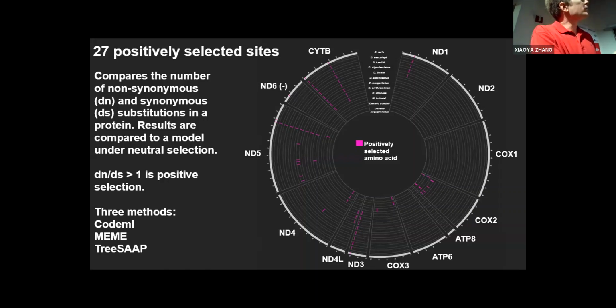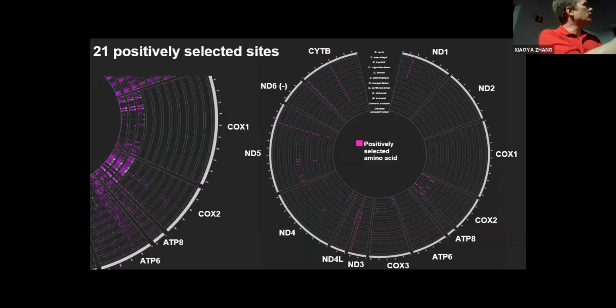And I found 27 total sites that are under positive selection, and they're shown in pink over here. Many of them are shared among all Danios, or I have one down here in ND4 that's shared among all Devario, but some of them are distinct to individual species. And again, I wanted to point out this COX2, where I showed earlier, has a large number of variants. This also had positive selection in COX2.